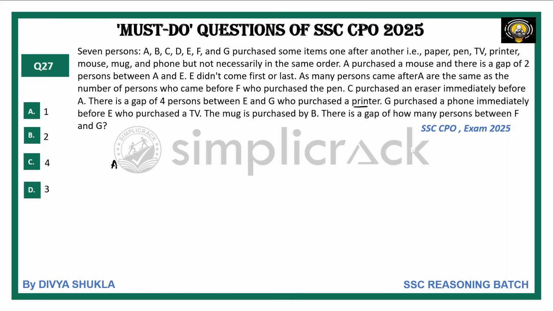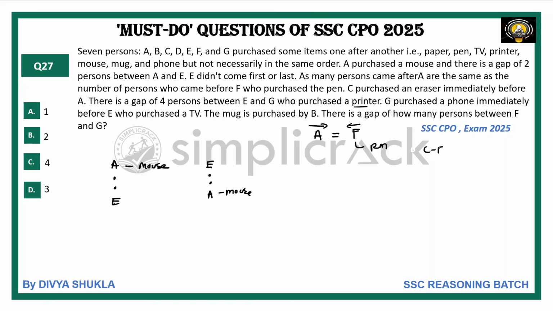So A purchased a mouse. Two possibilities: either I'm having 2 persons in between A and E where A purchased before E, or I'm having this type of arrangement where E purchased before A, with a gap of 2 persons in between A and E, and E didn't come first or last. Now as many came after A, so I'm putting this type of symbol, that means after A, and it is the same number as came before F, and F purchased a pen.